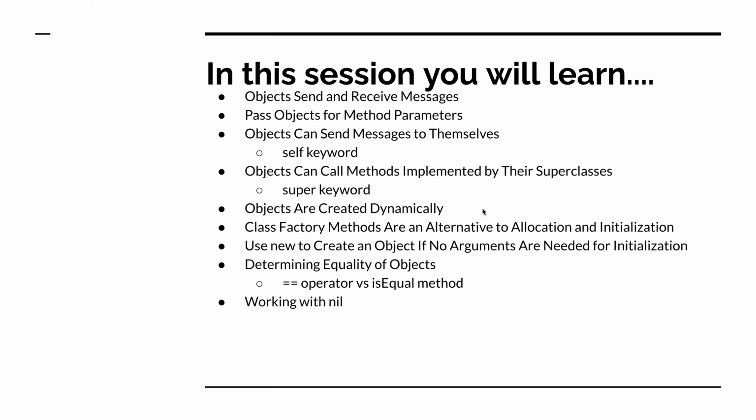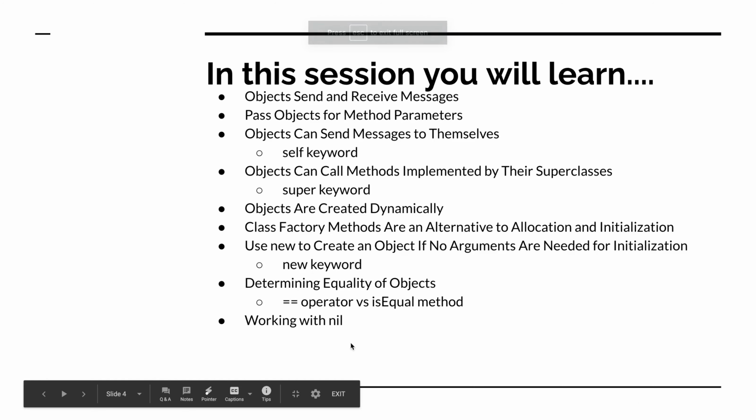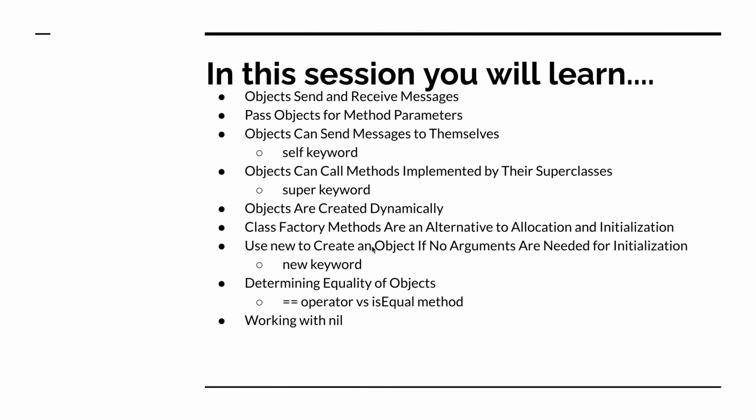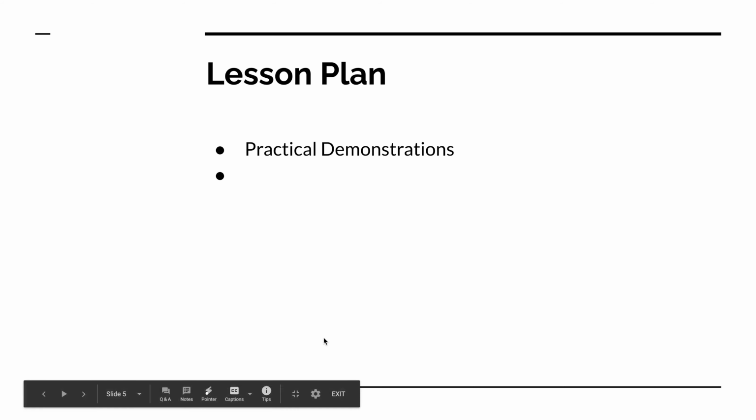Then you can use new to create an object, right, if no arguments are needed for initialization. What does that mean? It means you can use the keyword new to create objects instead of using alloc and init separately. We will look at it. Then determining equality of objects: the difference between the equal operator versus the isEqual method, and working with nil. As usual, we will be focusing on practical demo lessons. So let's look into the section in the developer doc.